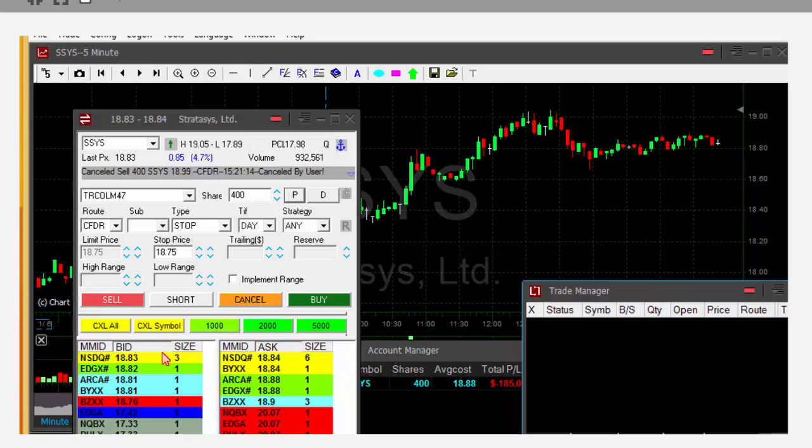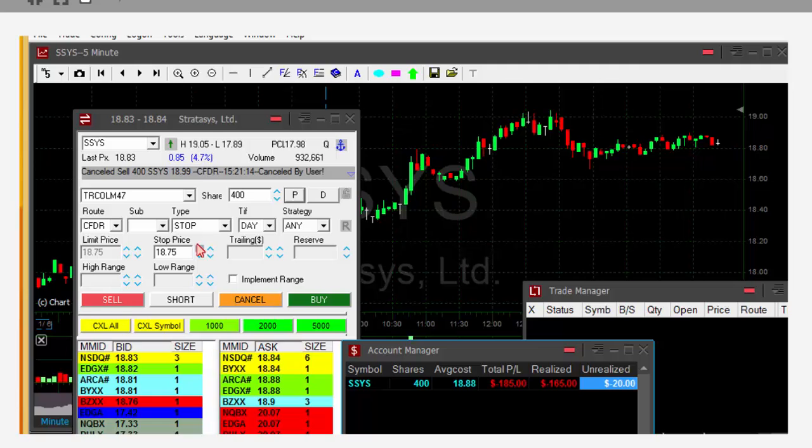And I want to sell it at 1875. Again, that's a stop order. Again, check and recheck the number all the time. Is your position 400 shares? Yes, it is. Do you use stop order? Yes, it is. 1875. Yes, it's right over here.